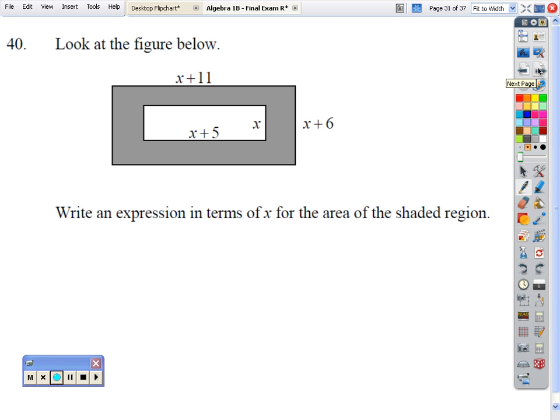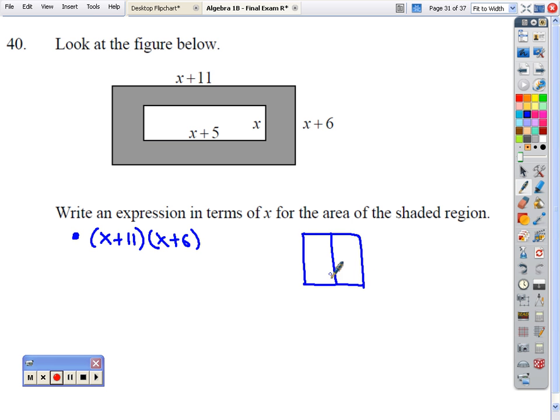Okay, number 40, look at the figure below. Write an expression in terms of x for the area of the shaded region. So this is going to kind of combine what we've been doing. The first thing we need to do is find the area of the large shape. So what I'm going to do is multiply x plus 11 times x plus 6. Okay, I'm going to use the box method to do that.